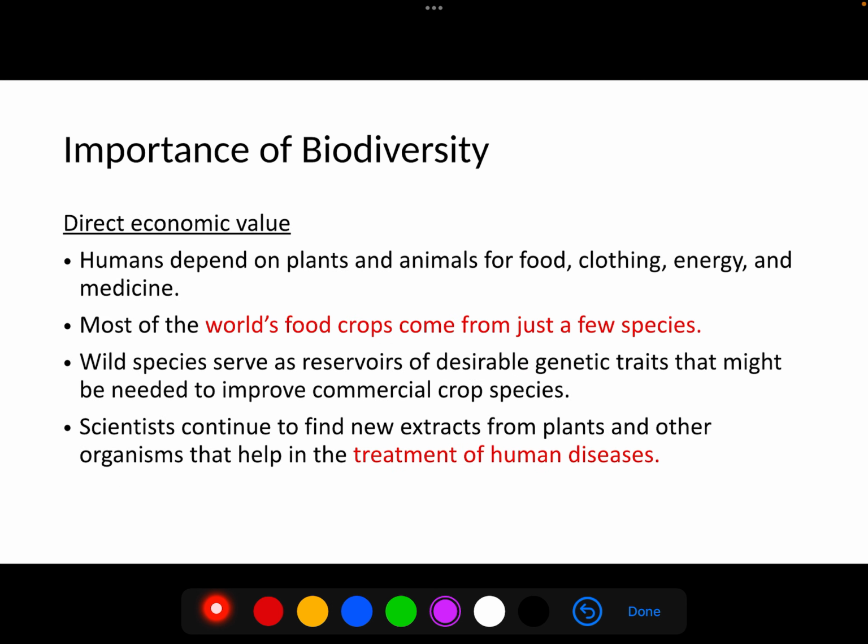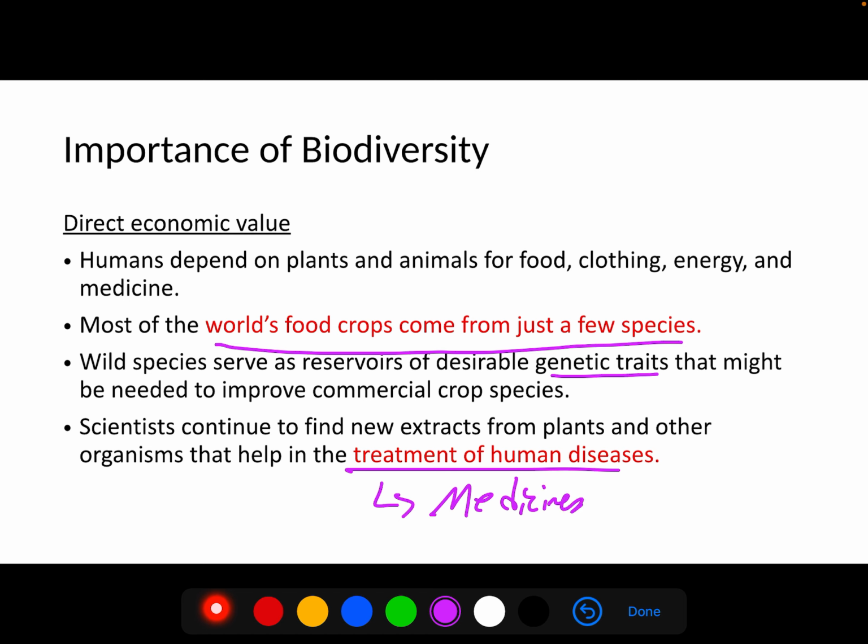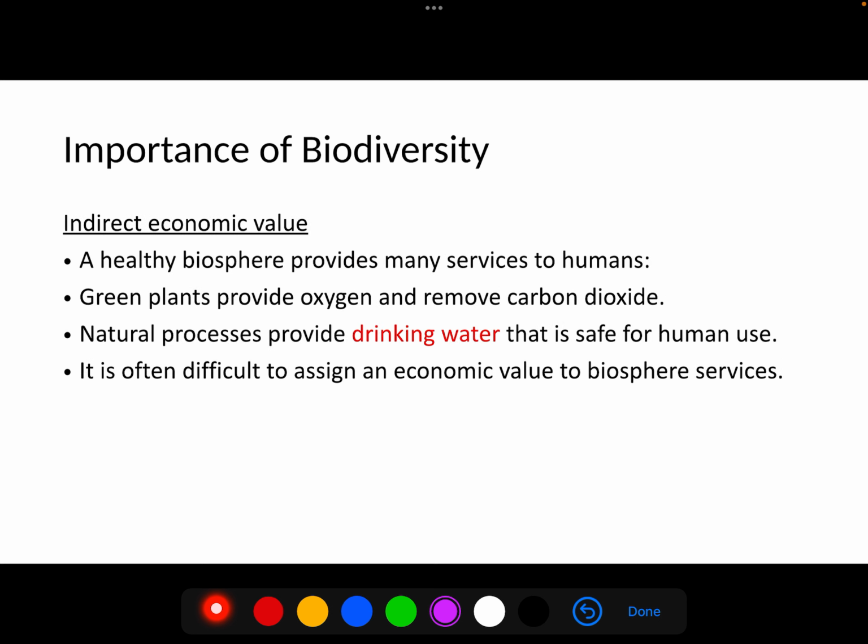And so direct economic value. Humans depend on plants and animals for food, clothing, energy, and medicine. Most of the world's food crops come from just a few species. So wild species serve as reservoirs of desirable genetic traits, okay, that can maybe make commercial crop species more resilient or add nutritional value. Scientists continue to find new extracts for treatment. Lots of medicines come from plants and other organisms. It's important to protect these species.